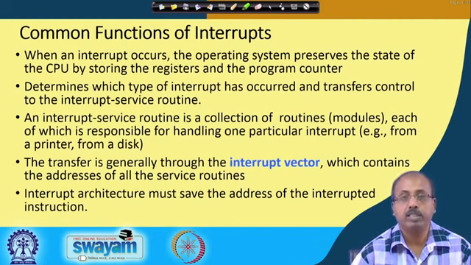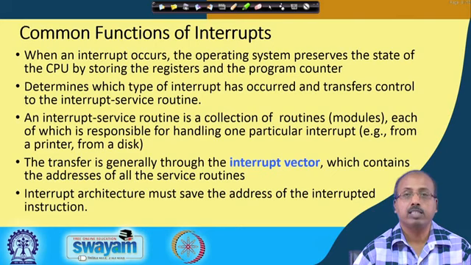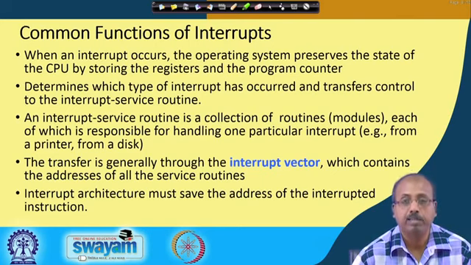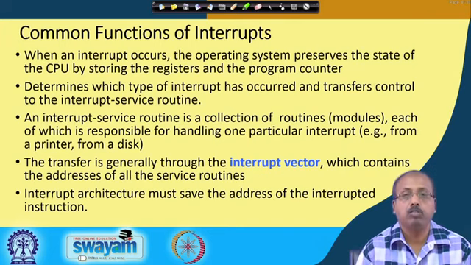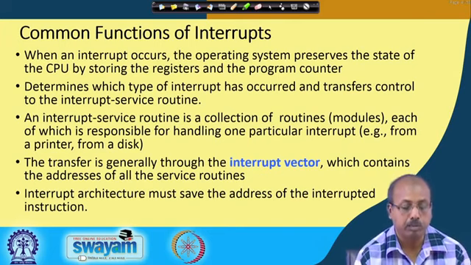determines which type of interrupt has occurred and transfers control to the interrupt service routine. So whether it is a maskable interrupt or non-maskable interrupt, what is the priority of the interrupt. Depending on many issues, the discussion can be obtained in more detail in some computer architecture classes or microprocessor classes. I am not going into that, but after determining the type of interrupt, control will be transferred to the corresponding interrupt service routine.